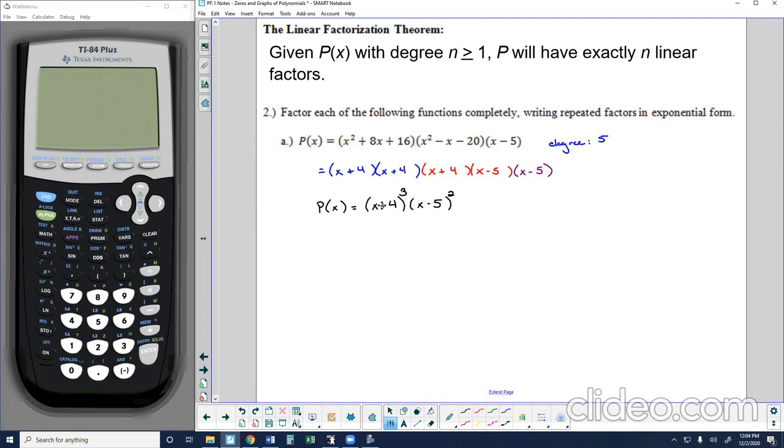So if I wanted to check the degree here, I'm going to get an x cubed from this cubic value here. I'm going to get an x squared from that squared value here, and then x cubed times x squared would give me an x to the 5th, or a degree 5. So this is my polynomial, completely factored and then written with the repeating factors in exponential form.